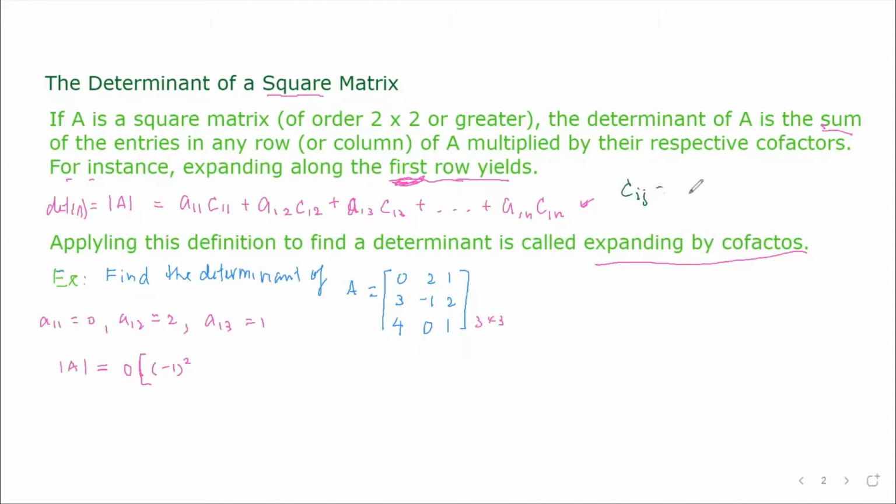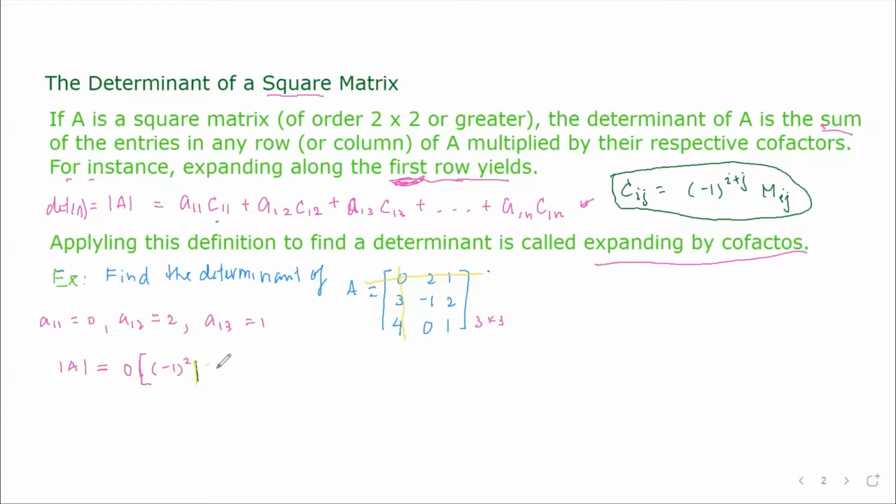C_ij equals (-1)^(i+j) times M_ij. Use this formula for cofactors. So for C11, 1 plus 1 becomes 2, and then the minor of 1: you leave out the first row and first column, so I get the rest from here. You multiply this one, correct? First row, first column, so we leave this one.